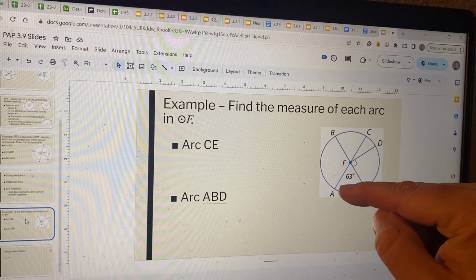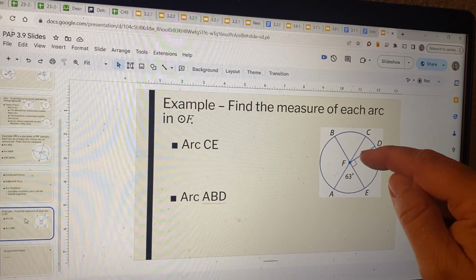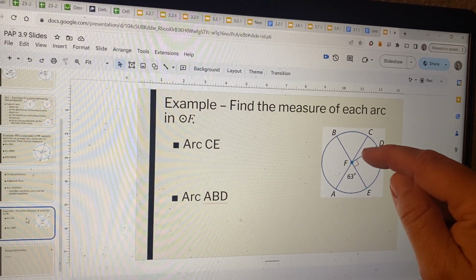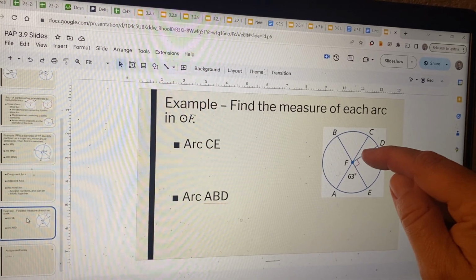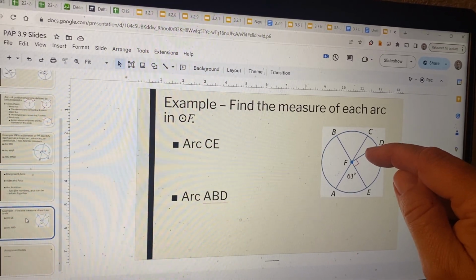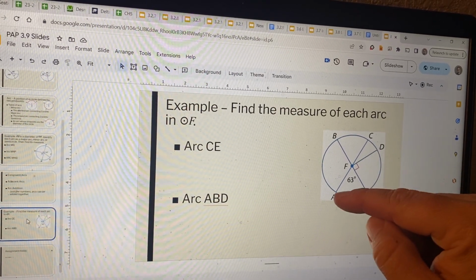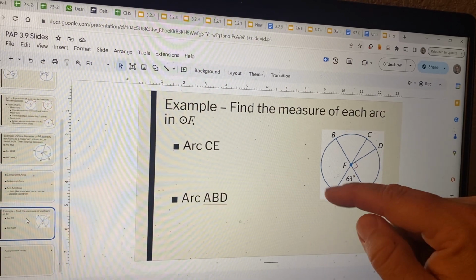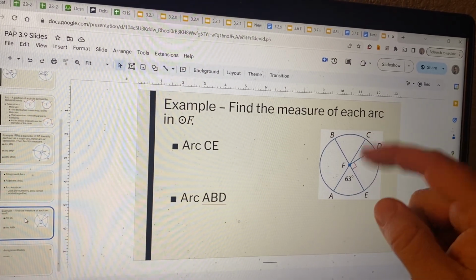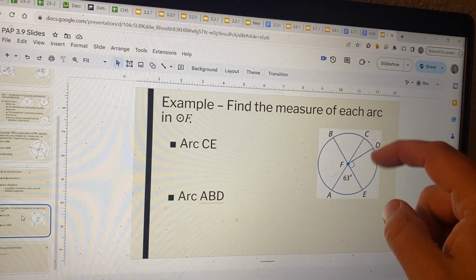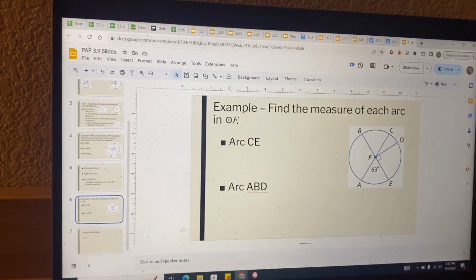For arc ABD, we're coming all the way around here. Again, though, this right here, what did we decide this was? 27, okay? Not 26, 27. So that should have been 117. This is 27. So if we go from A through B to D, we've got 180 going from A to C, and then we add that 27, so it should be 207, going from A all the way around to D, the long way because we have the B in the name.